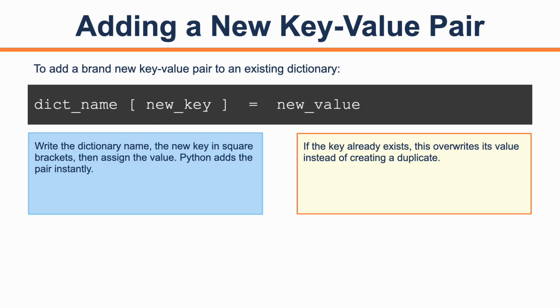Adding a new key-value pair is straightforward. You write the dictionary name, the new key in square brackets, then the equal sign, and the value you want to store. Python adds that entry to the dictionary instantly with no special method needed.